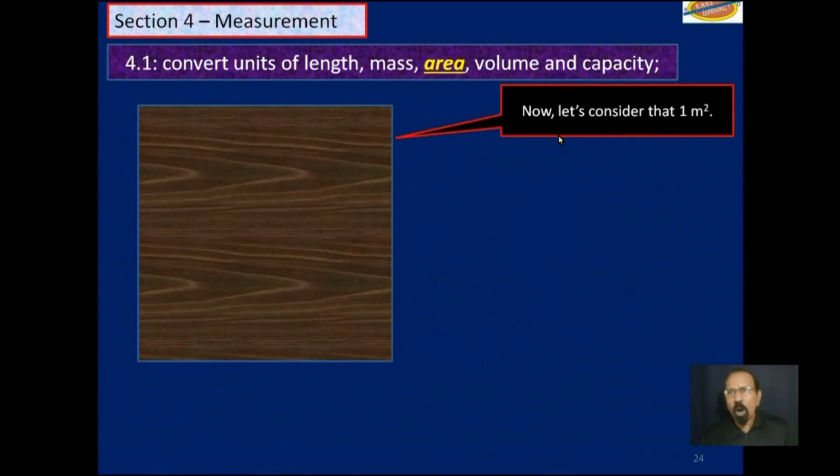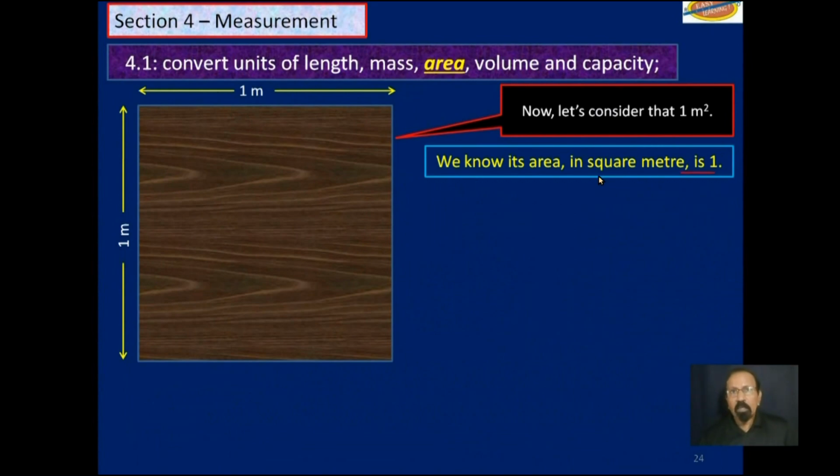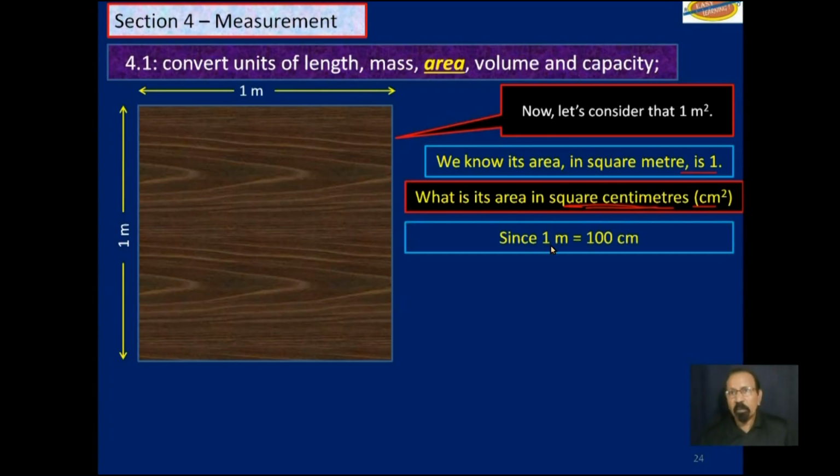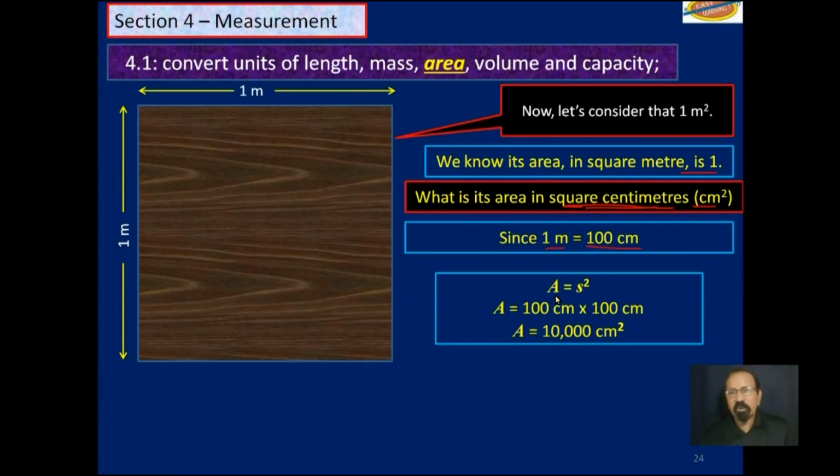Now let's consider one of those square meters that we were just looking at. 1 by 1. That is one of the little pieces of the 12 we just saw. What is its area? 1 square meter. Now, what is its area in square centimeters? Well, we know that 1 meter is equal to 100 centimeters. So its area in square centimeters will be 100 by 100, and we get 10,000 square centimeters.